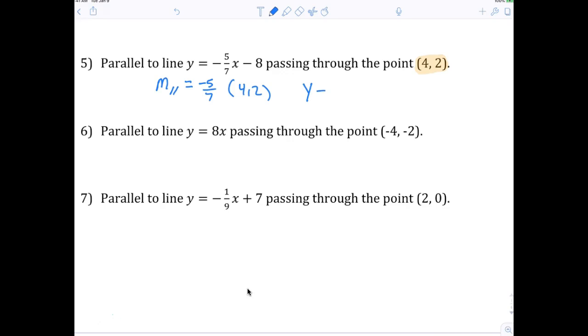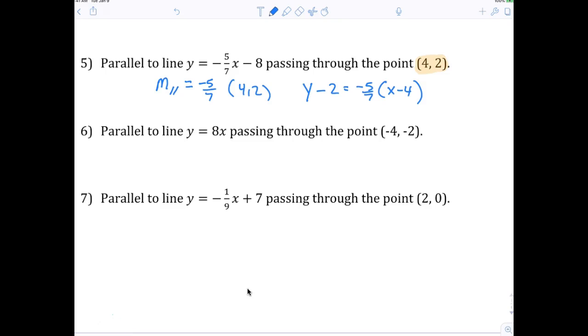Y minus... Whoa, whoa, whoa. Come on. y minus 2 equals negative 5/7. You are awesome. That's what everybody should be able to say. Oh, y minus 2 equals negative 5/7 times x minus 4. How do I know that?